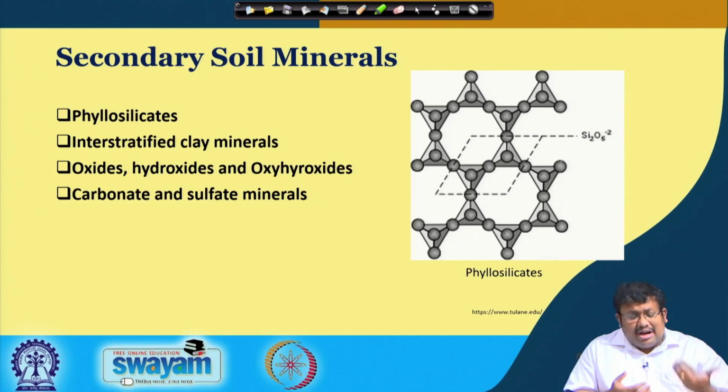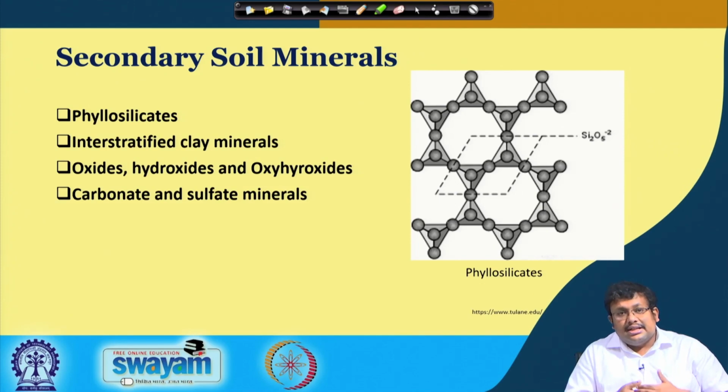So, apart from phyllosilicates, the secondary soil minerals also consist of interstratified clay minerals, oxides, hydroxides, oxyhydroxides, and also carbonates and sulphate minerals. As you can see here, the structure of the phyllosilicates with the basic structural formula of Si2O5, and now we will see different types of phyllosilicates.